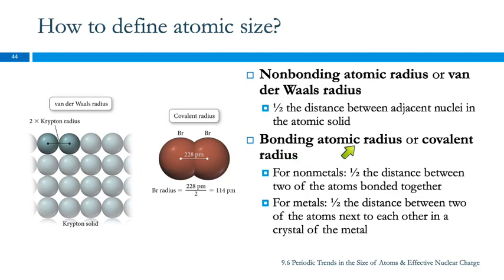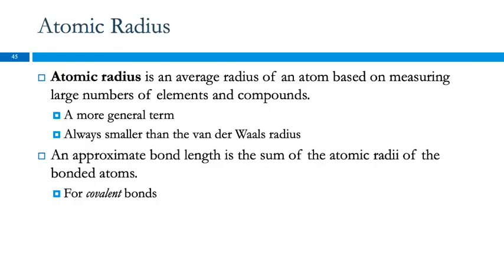We can also look at a bonding atomic radius or a covalent radius. So we could look at two bromine atoms that are bonded together in a bromine molecule. And again, we can measure the distance between the nuclei and say, well, the radius is half of that. But when these two atoms bond together, their nuclei get closer. They kind of overlap with each other, and so they squish in. And so that bonding radius is always going to be smaller than the non-bonding radius. So there's some other ways we can measure it too.